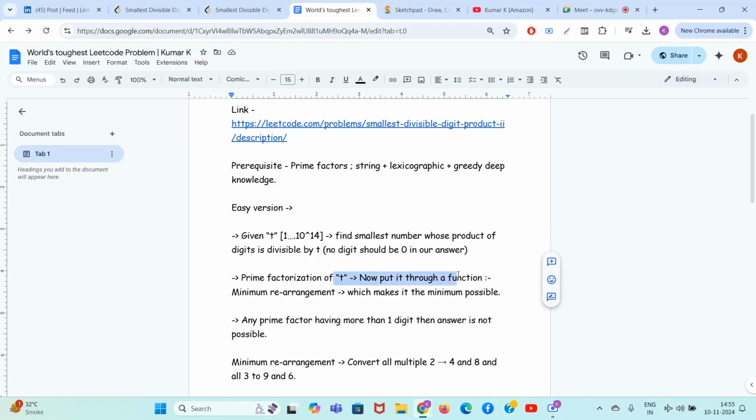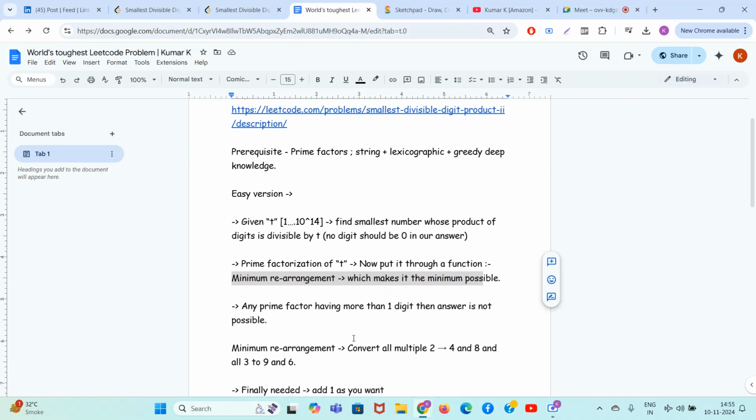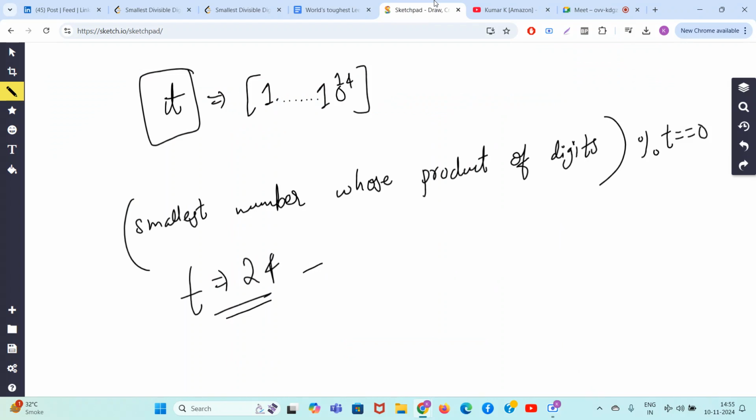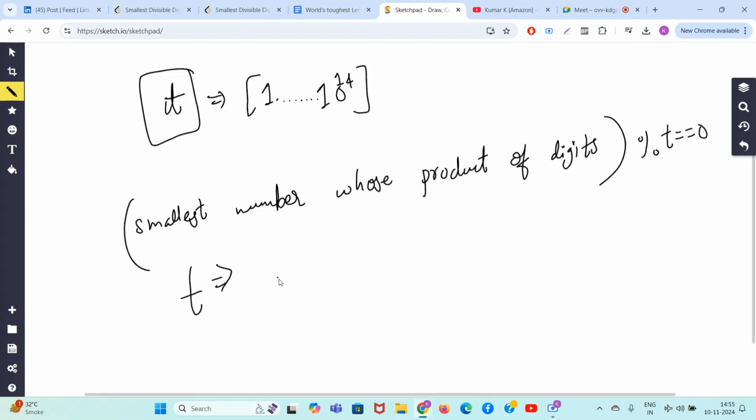Prime factorization of t I will do. Then I will put it through a minimum rearrangement function. It will, guys, club all the twos again and again, and make them 4 and 8. It will club all the threes again and again, and it will try to make it 9 and 6. So let me explain this to you by a very nice example. Let's say t looks like this. T is a number whose prime factorization looks like this.